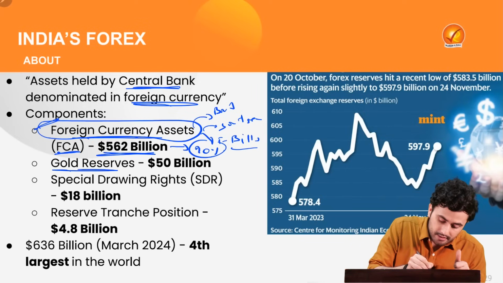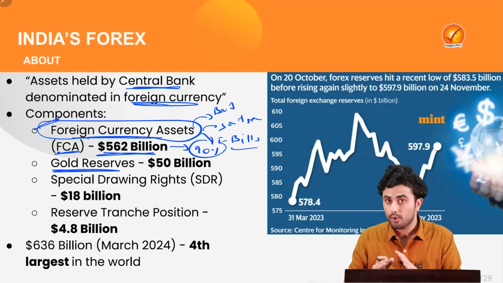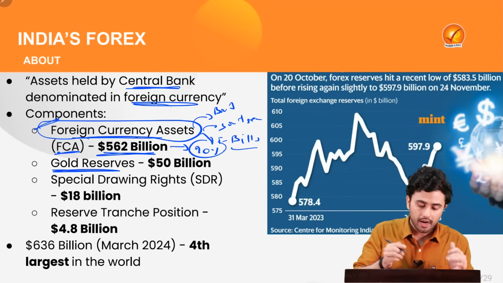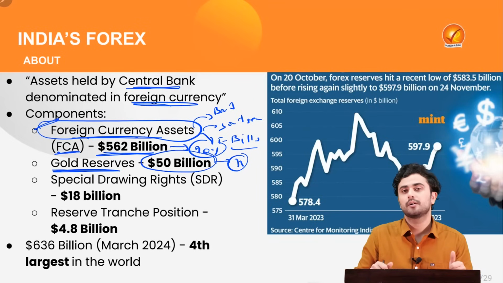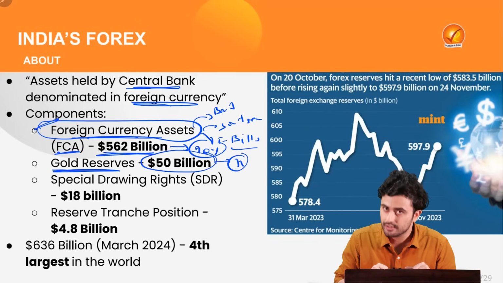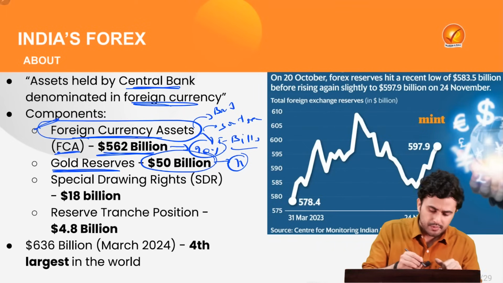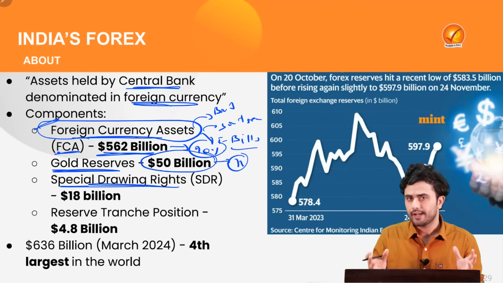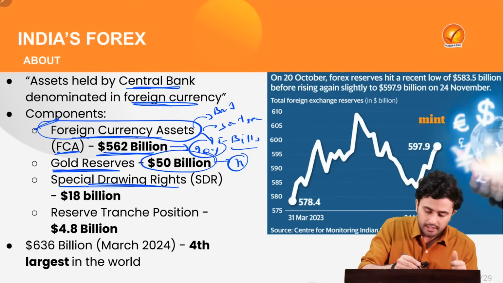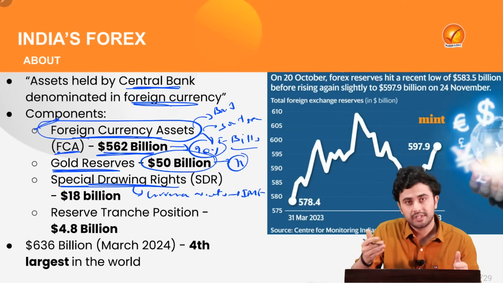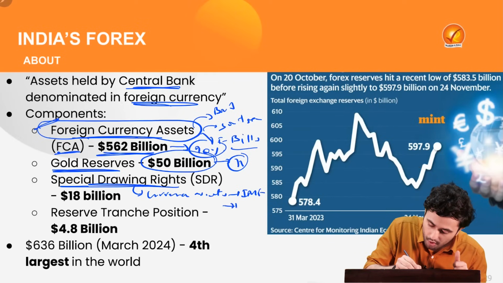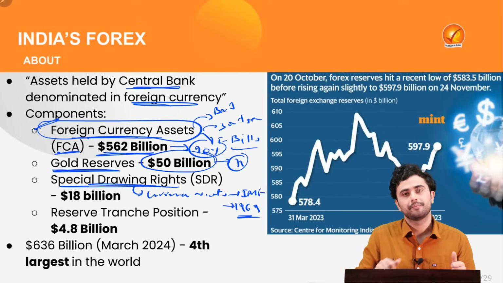Then the second is the gold reserves which India holds, and that amounts to around $50 billion and is the second largest component of our foreign exchange reserves. Then come your special drawing rights, which are basically a kind of currency asset which was created by the International Monetary Fund in the year 1969.